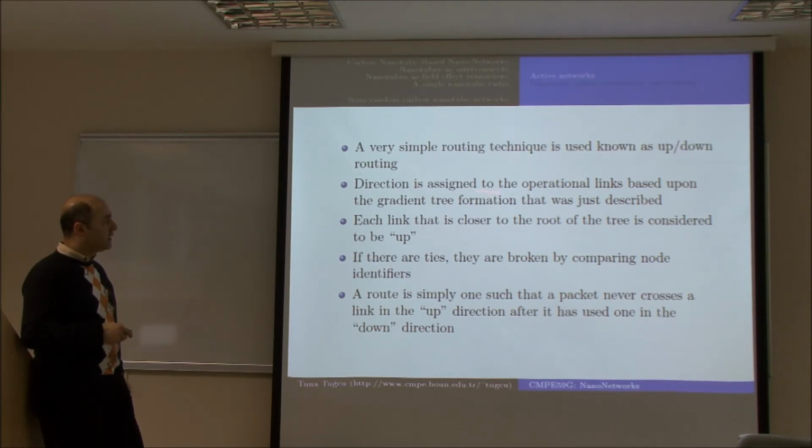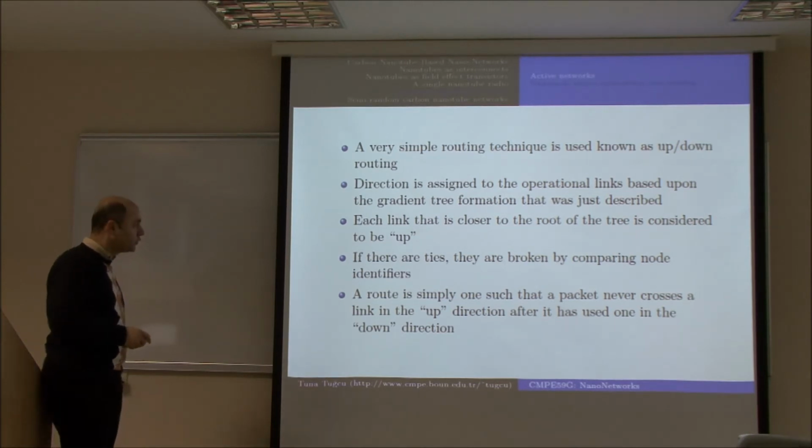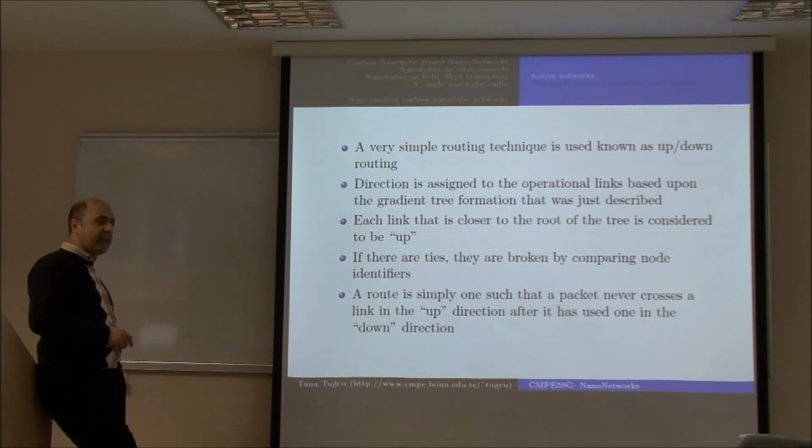So the direction is assigned to the operational links based upon the gradient tree formation that was described in the previous slide. And each link that's closer to the root of the tree, that means closer to the wire, is considered to be up. So it's like the water is coming through the wire and flowing from the wire, and the receivers are always at lower altitudes. So if there are ties at any point, they're broken, for example, simply by comparing the node identifiers. You should have a tiebreaker criteria all the time.